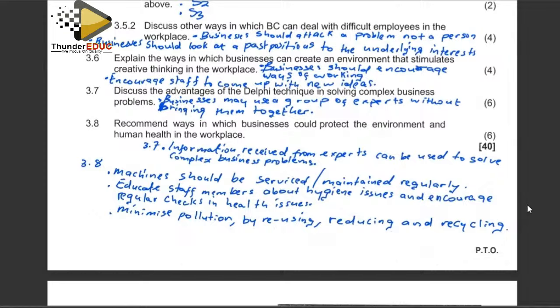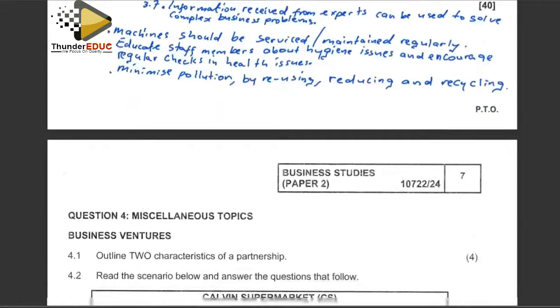Let's now jump on to question 4. Moving on to question 4, still remember the expectation is to spend 70 minutes in section B. It means that for each and every question in section B, you are expected to spend a maximum of 35 minutes. So overall it's 70 minutes. Okay, so now let's move on to question 4.